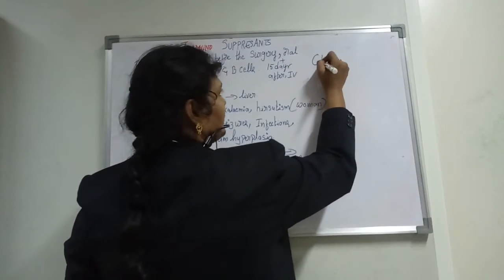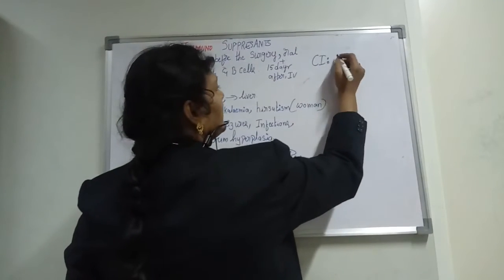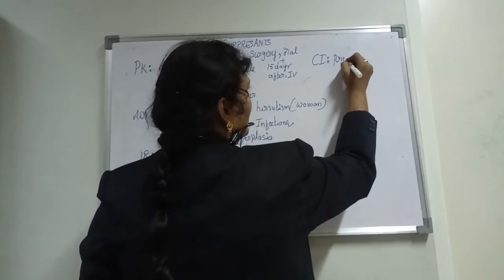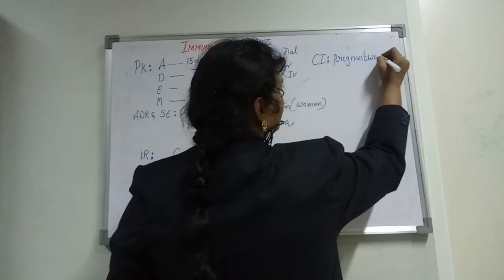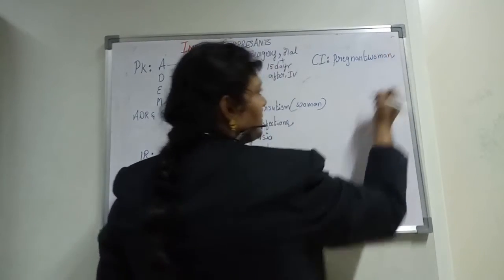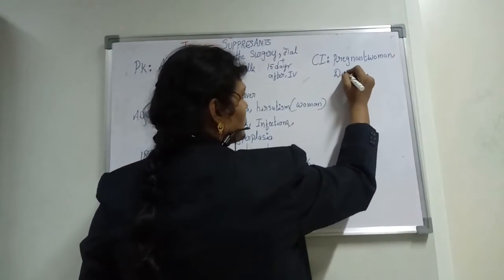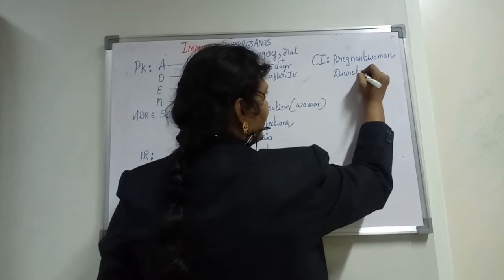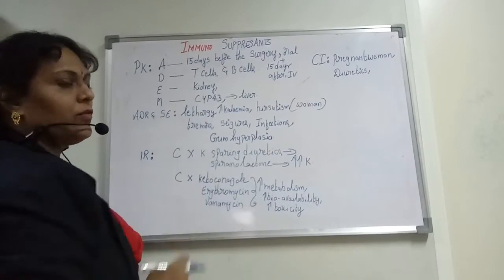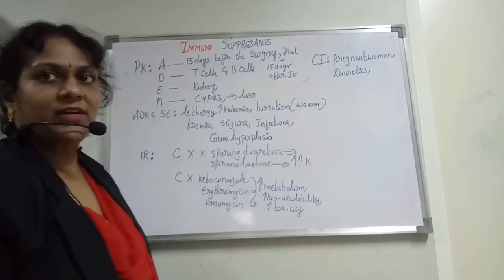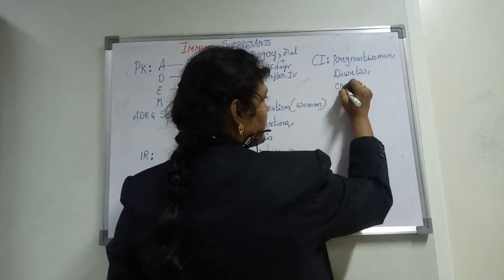contraindications. We know that CI stands for contraindications, and these drugs cannot be given to pregnant women, and also cannot be given to patients who are using diuretics, particularly spironolactone. This is contraindicated. It is also contraindicated in those who are using barbiturates and phenytoins, so these also cannot be used. And the patients with CNS drugs.